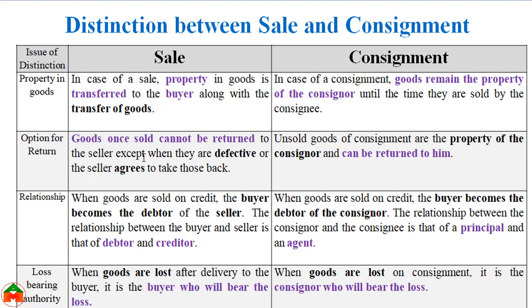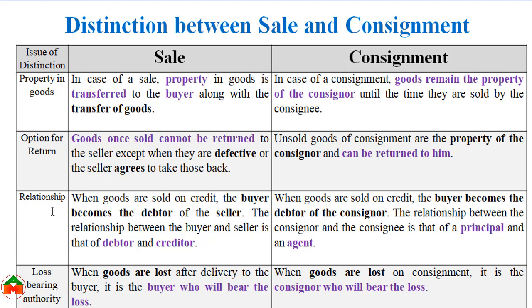And if you consider the option for return, generally in case of sale, goods once sold cannot be returned unless there is any defective product or any disagreement. Generally, it is assumed that goods once sold cannot be returned without any defect or any other disagreement. But in case of consignment, the consignee can return the product, because if there is any unsold product, the consignor should take back the product which will be returned by the consignee.